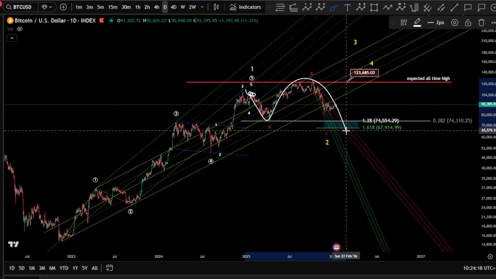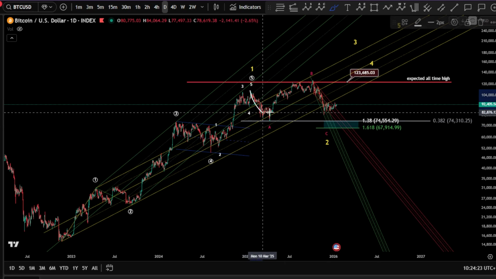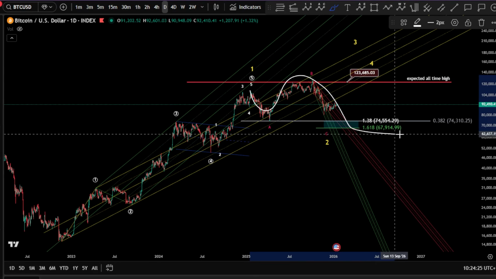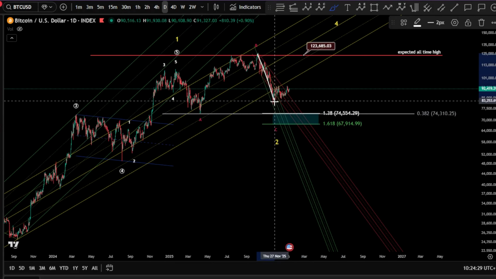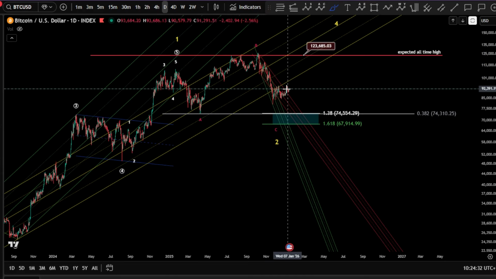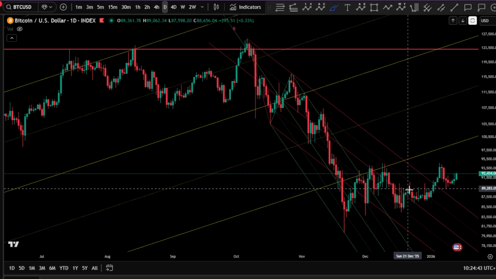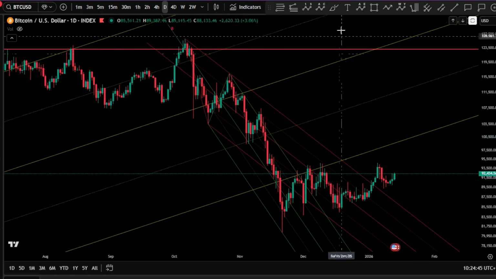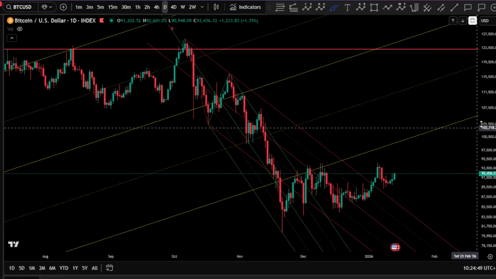We got an ABC correction that might be unfolding here as an expanding flat, with wave C to hit the 1.618. Currently, the price is showing an impulse toward the downside from this top, and we laid down here our new base channel, which is in red. The base channel shows that the price has left it again, which is again the signal that this impulse is kind of invalidated.